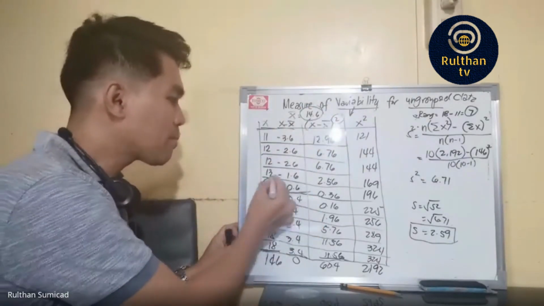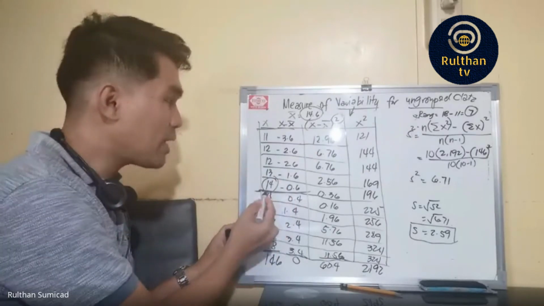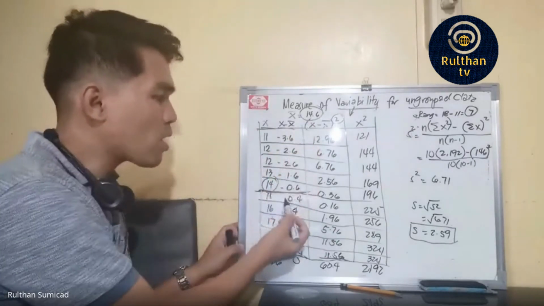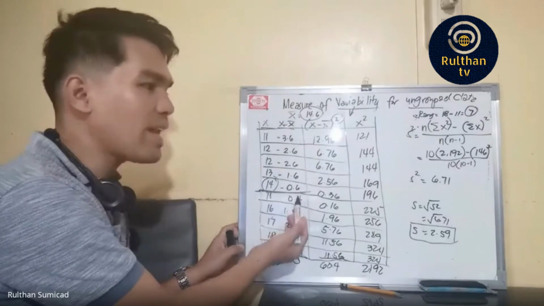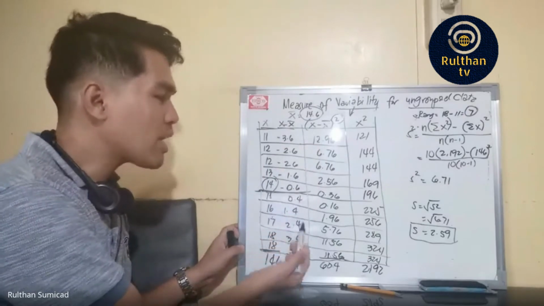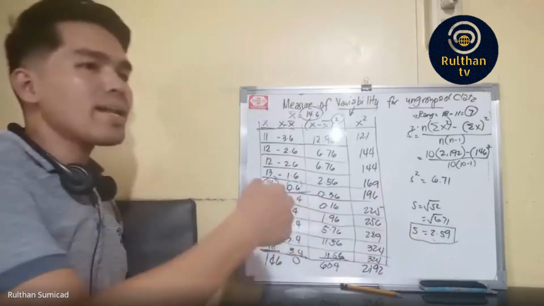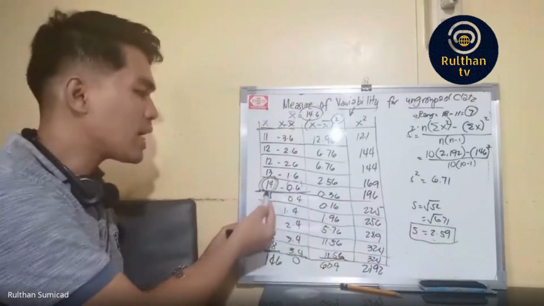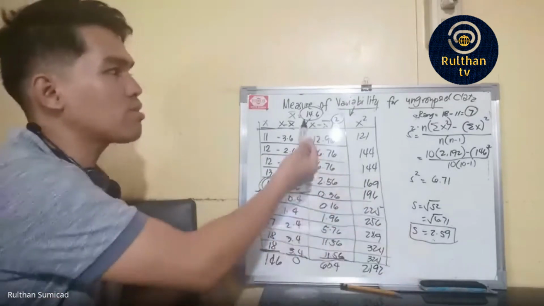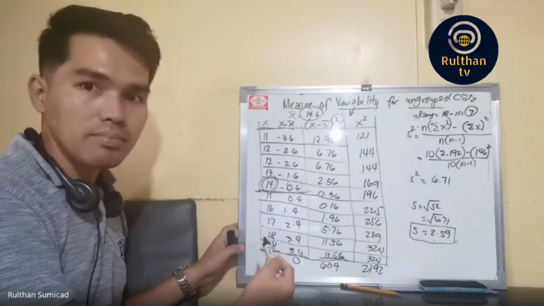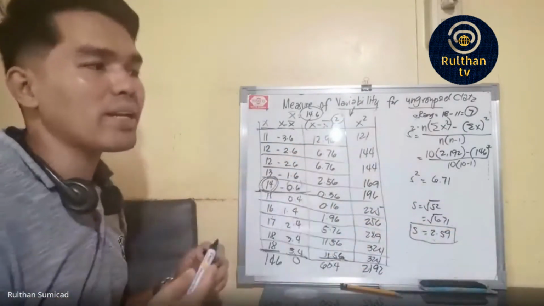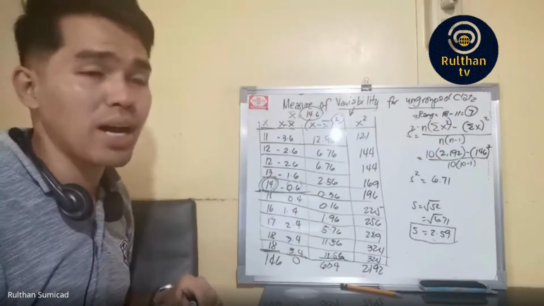Now this score, 14, is 0.6 away from the mean, which is approximately 0.6 standard deviation. Meaning to say, once this value, 0.6 times this one, is how far 14 here deviates away from the average, which is 14.6. That is actually our next discussion when we talk about measures of relative position.